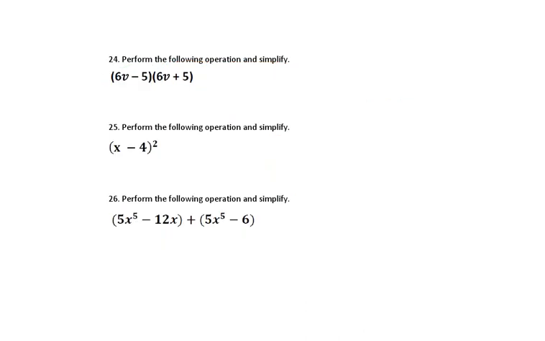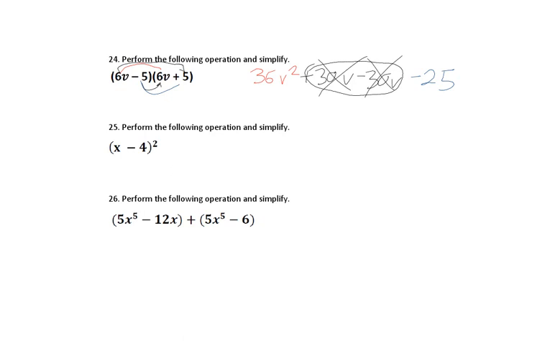All right, 24, same thing. So first, 6v times 6v is 36v^2. Then, 6v times 5 is positive 30v. Negative 5 times 6 is negative 30v. And negative 5 times 5 is negative 25. We can combine the middle terms, but guess what? 30 minus 30 is 0, so it just crosses off. So whatever's left is the answer. 36v^2 minus 25.